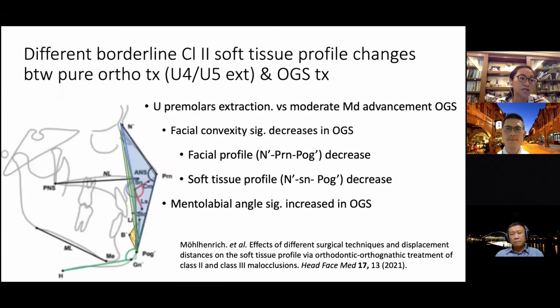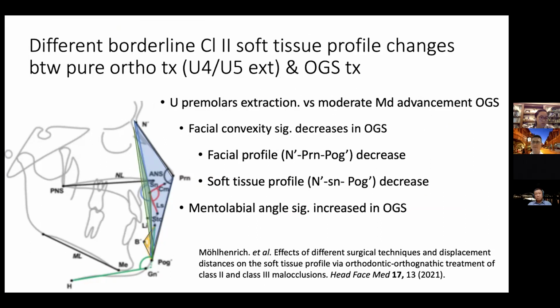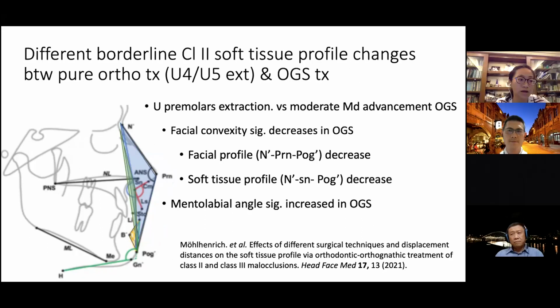A latest German study reported that compared to OGS treatment, class 2 patients who received pure orthodontic camouflage extraction treatment still had a more convex facial profile and a less pronounced mental labial fold. You can see from the figure that the blue one and the green one indicate facial convexity, and the yellow triangle represents the mental labial fold. Patients who receive OGS improve with a less convex facial profile, a more obvious mental labial fold, and chin projection.